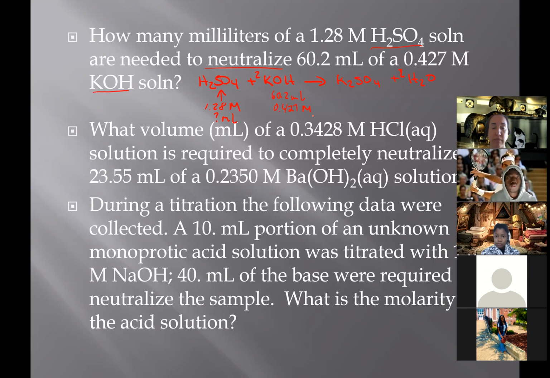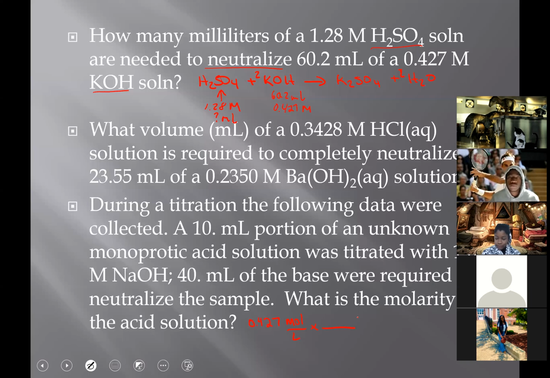So you can rewrite that, if you're starting with the potassium hydroxide, as 0.427 moles over 1 liter. They're telling you that you have 60.2 milliliters, so you can use that to cancel the liters at the bottom using dimensional analysis to get just moles. So what's the number I put on top of the other fraction? You put liters on top and milliliters on the bottom.